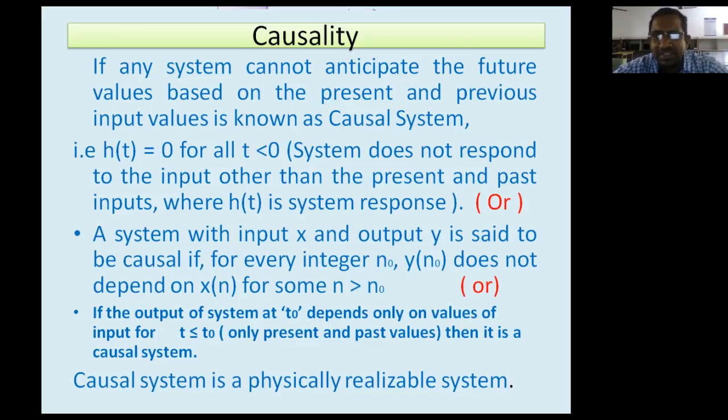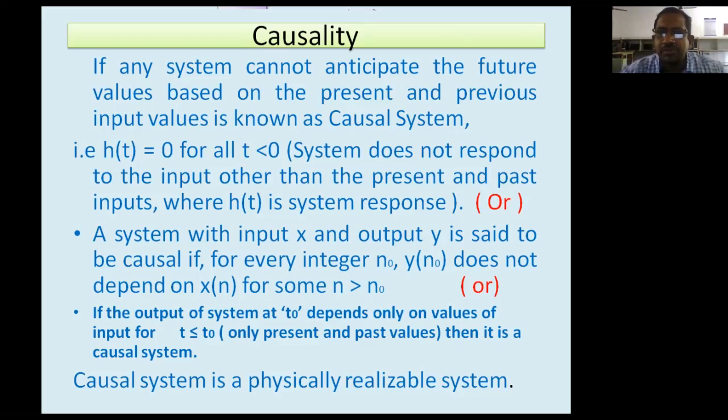Now we are dealing with the system. System response is represented by what? h of t for us. So if h of t is equal to 0 for all t less than 0, it means our system response is going to start from t equal to 0 to some instance of time. Before t equal to 0, h of t is equal to 0 for all t less than 0. The system does not respond to the input other than the present and the past inputs.